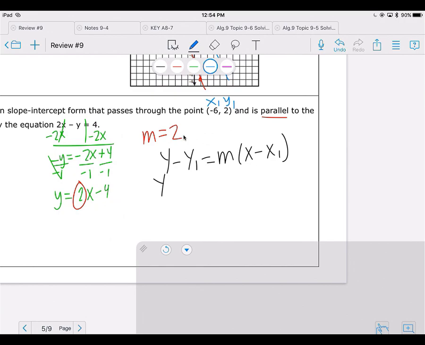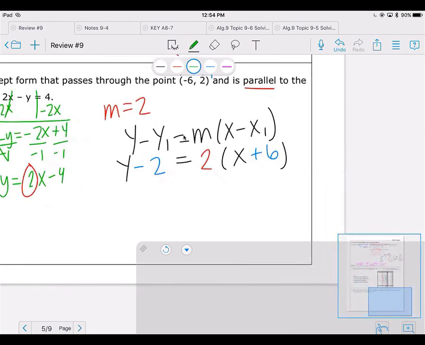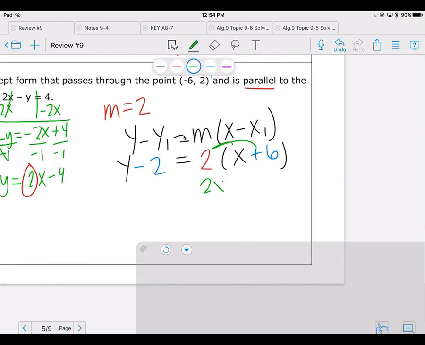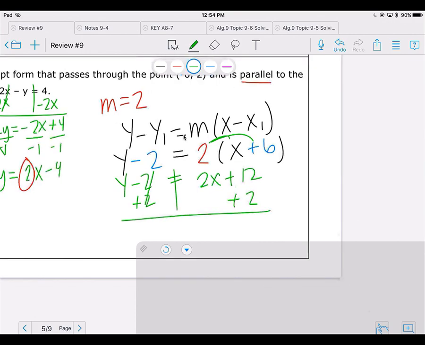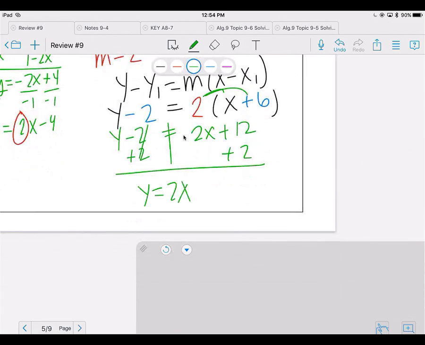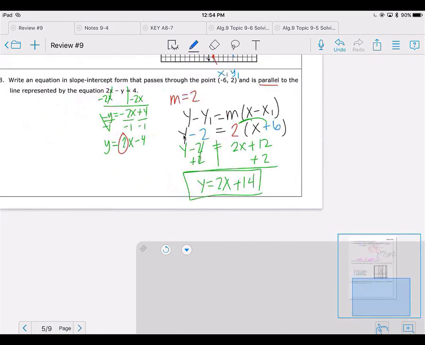So y minus my y point equals m times x minus my x point. Minus minus is really a plus. Solve from here. So 2 times x, 2 times 6. Add 2 to both sides. So we get y equals 2x plus 14. That is review from an old unit, so if you have questions, you can go back and look at Unit 6.